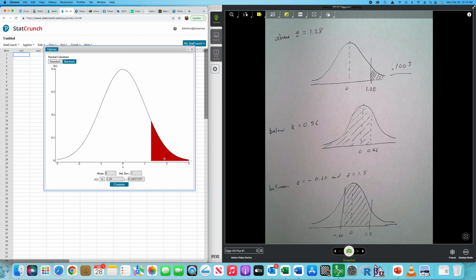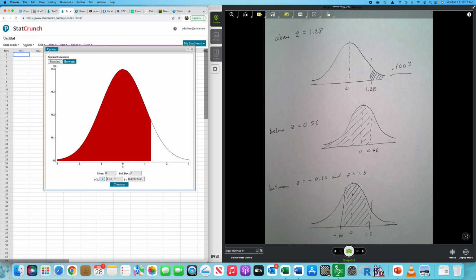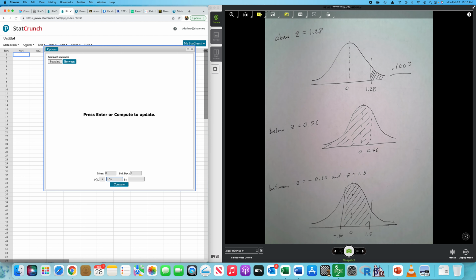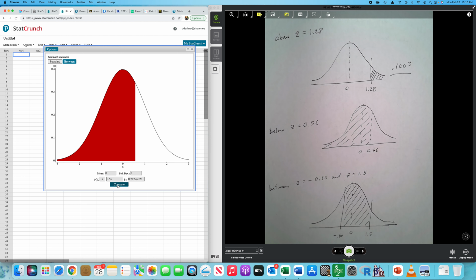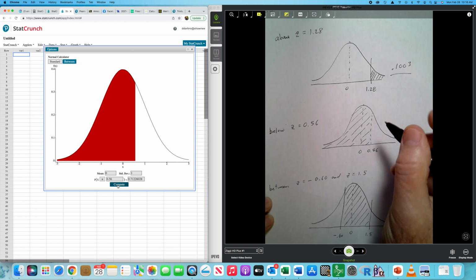I have a visual of the standard normal distribution, mean 0, standard deviation 1, and the area that's shaded in red that corresponds to what I want. All right, below 0.56. Mean 0, standard deviation 1, I want below 0.56. There's my answer, 0.7123.